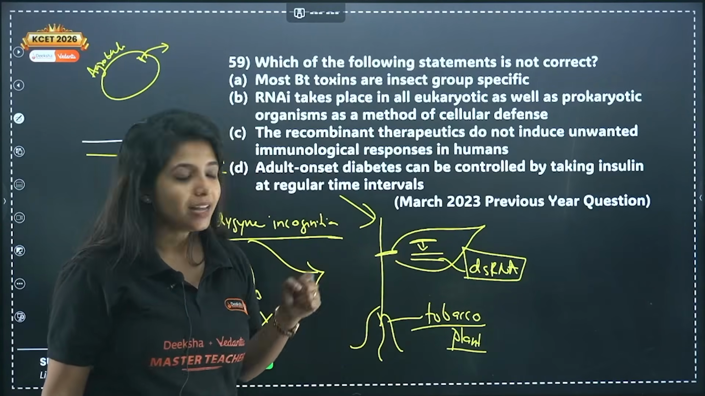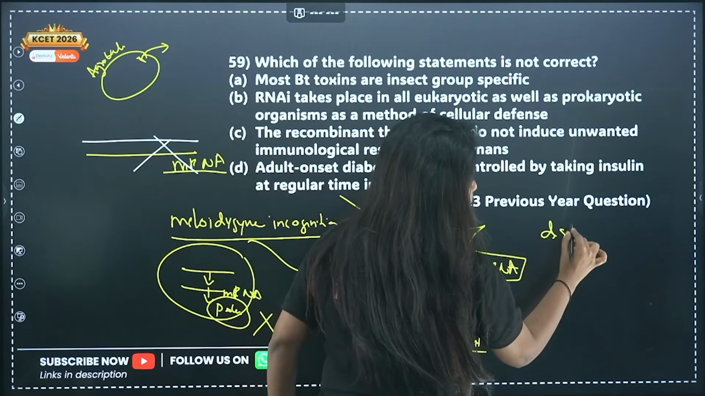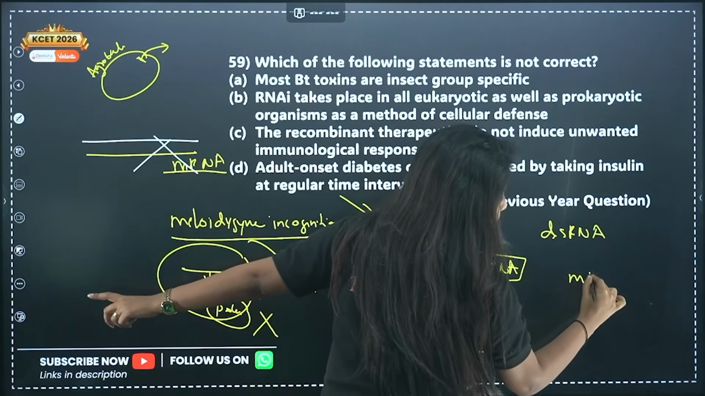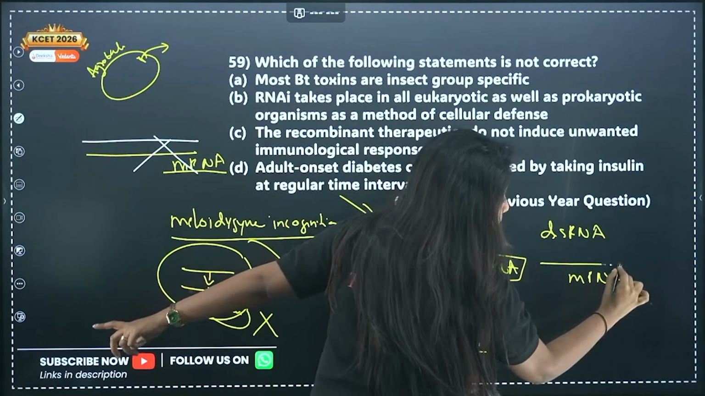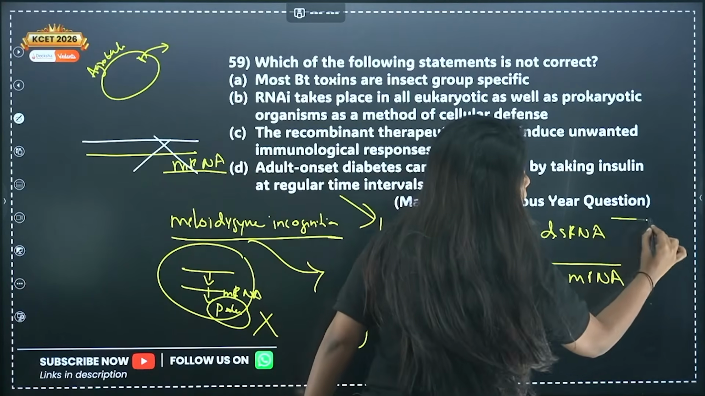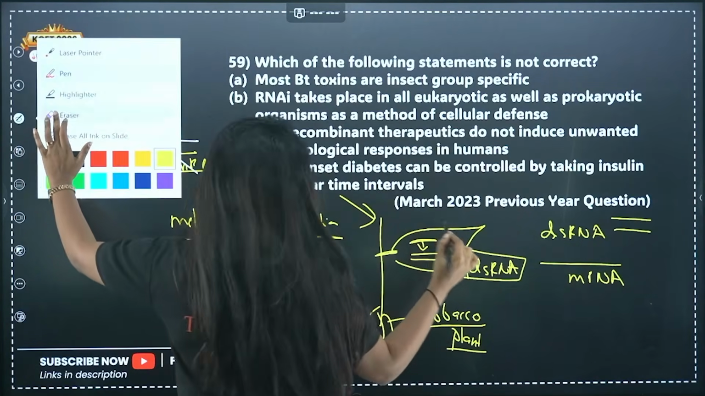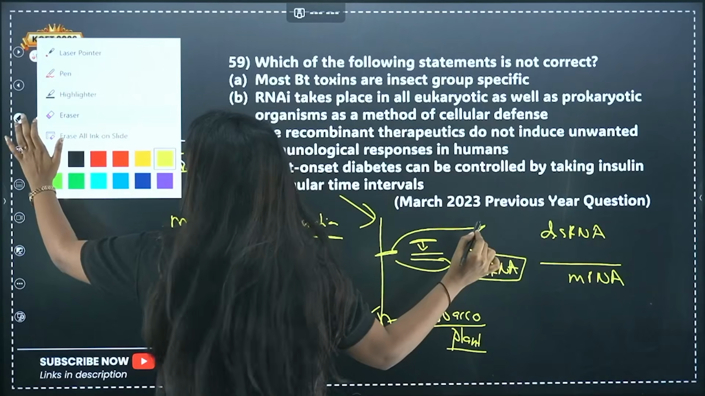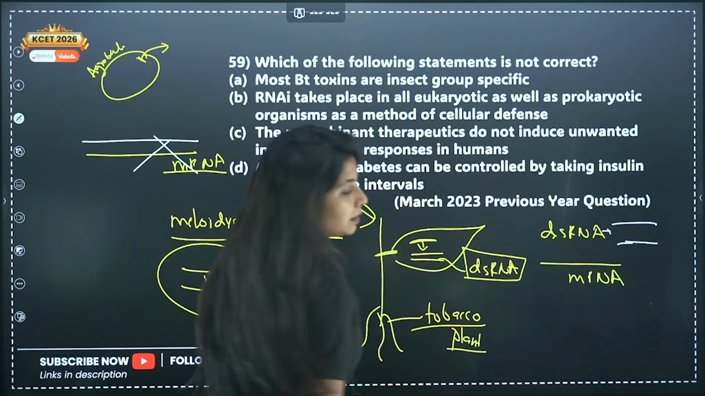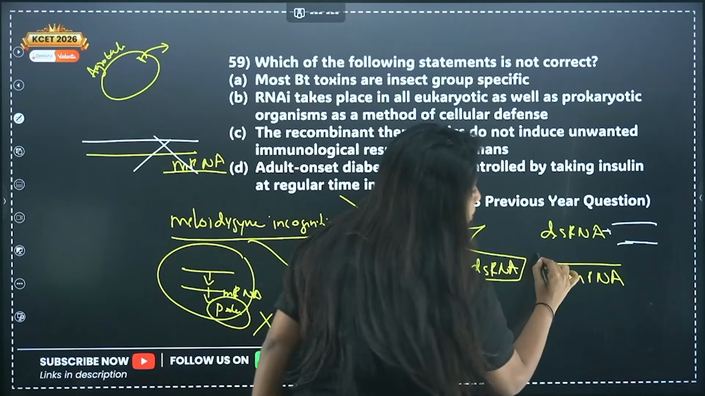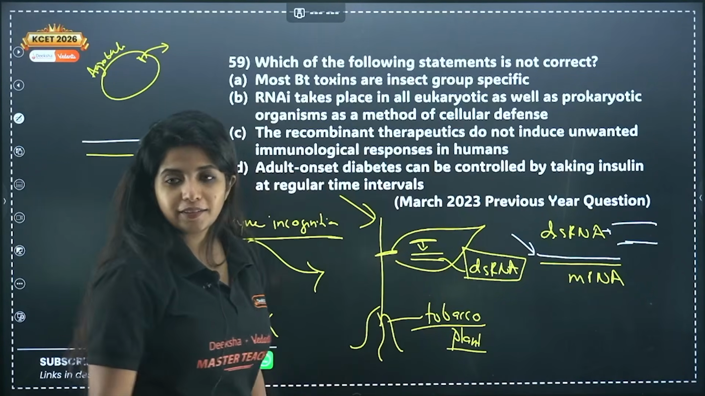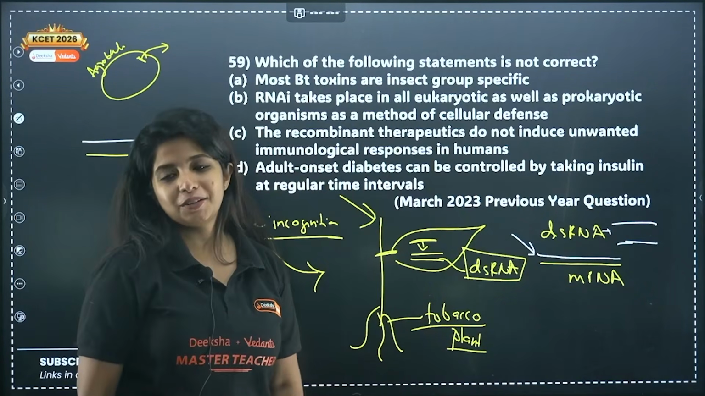Now, what happens? This double-stranded RNA, when it comes in contact with the mRNA of Meloidogyne incognita, which is trying to cause trouble, this double-stranded RNA is going to separate. One of the strands comes over here, binds with the mRNA, making it double-stranded, and hence you have interfered with it.